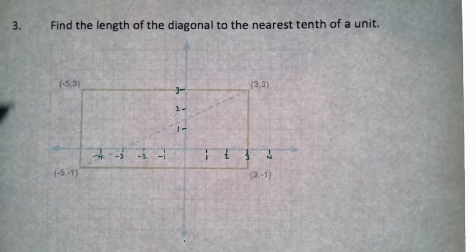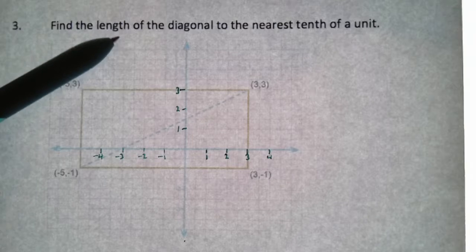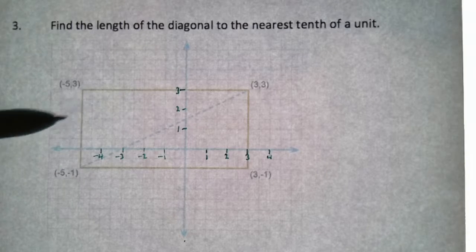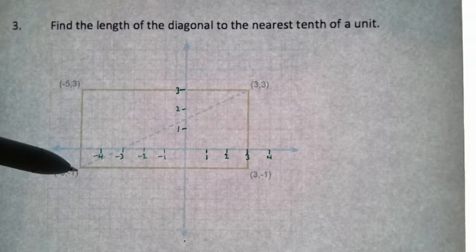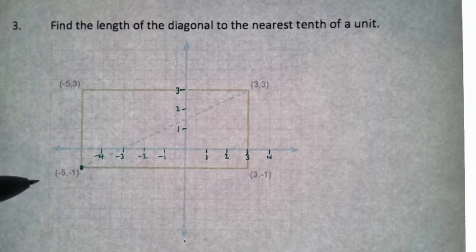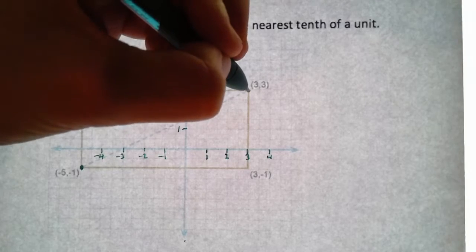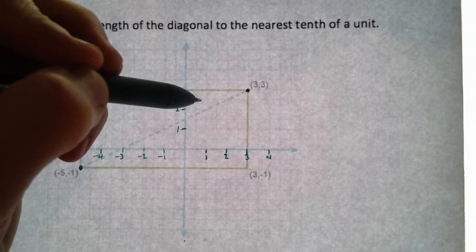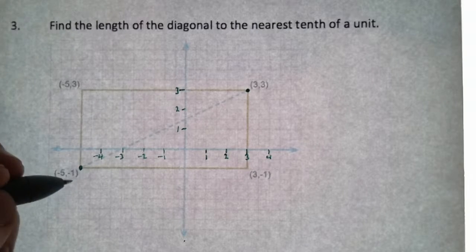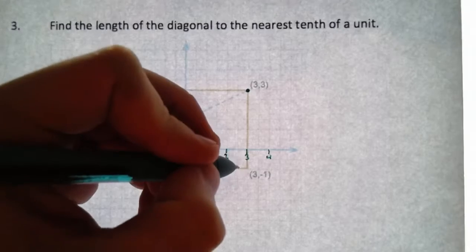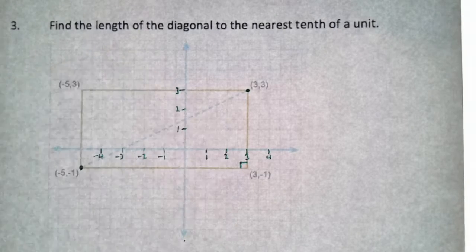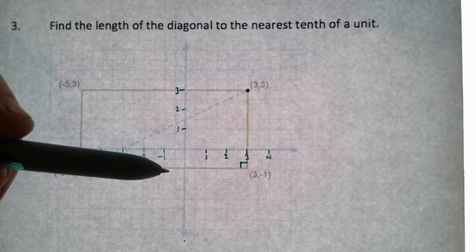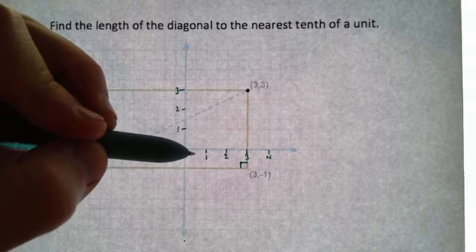So, for this question, it wants to find the length of the diagonal to the nearest tenth of a unit. Here's a real good use of the Pythagorean theorem. If I want to find the distance from this point over here to this point over here, that's what they mean by finding the diagonal. I can't count because it's along a diagonal. But what I can recognize is that I have a right triangle over here. And this side, I can count how long it is, and I can also count how long that side is. So let's start with that.